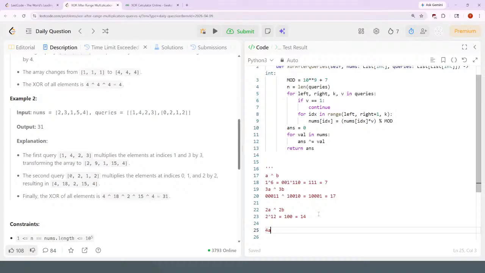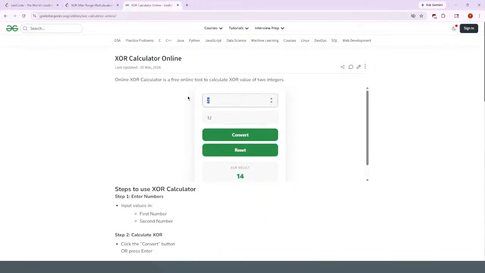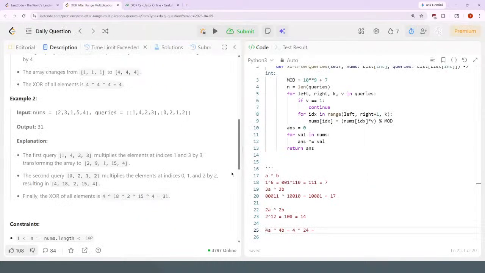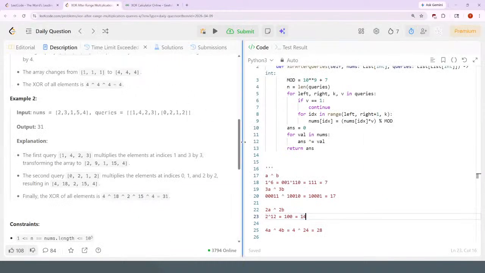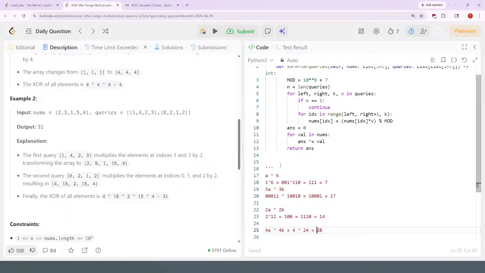Alright, might as well just do a couple more. 4a XOR 4b, which is going to be 4 XOR 24. 28. So this was 14, was it? 14, which is going to give me like an 8, a 4, a 2, and a 0. 8 plus 4 is 12, plus 2 is 14. And this is going to be 16 plus 28 minus 16 is 12, so 8, 4, 0, 2, 0, 1s.